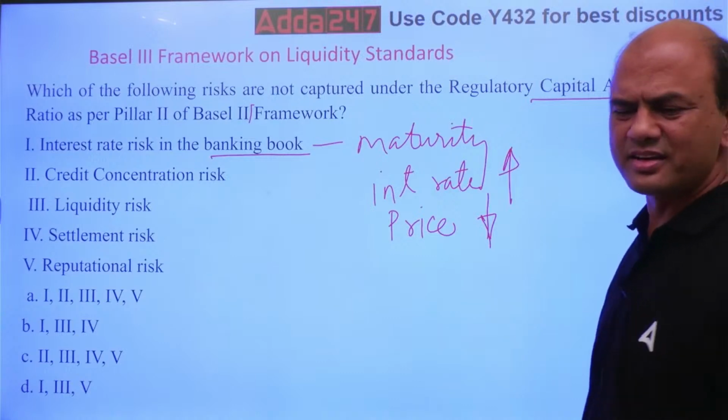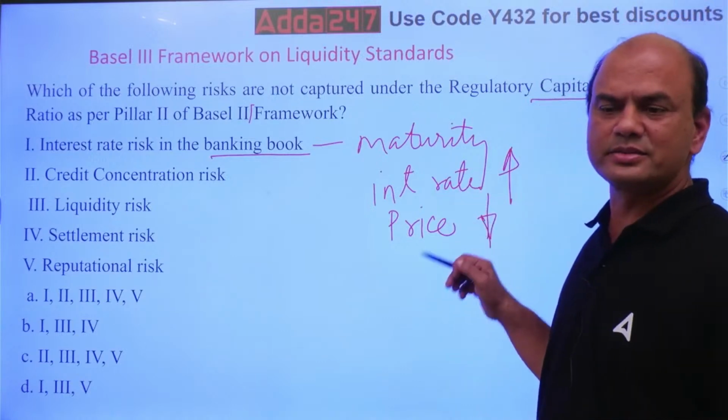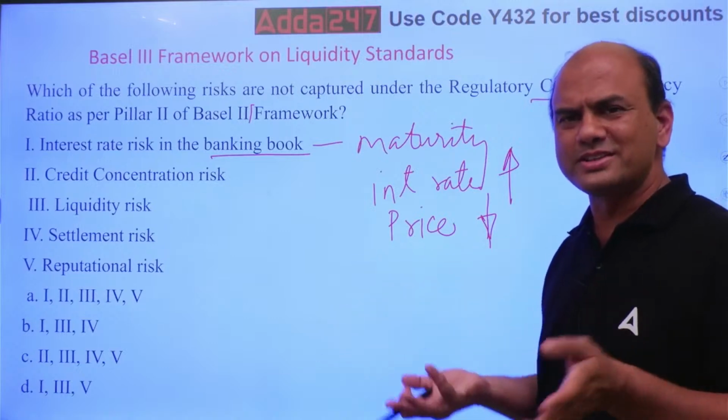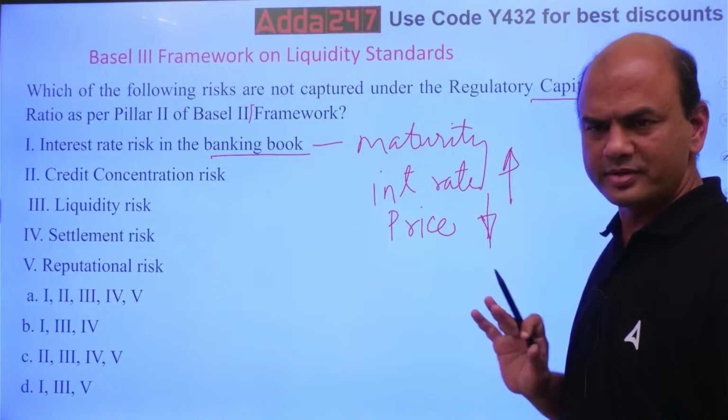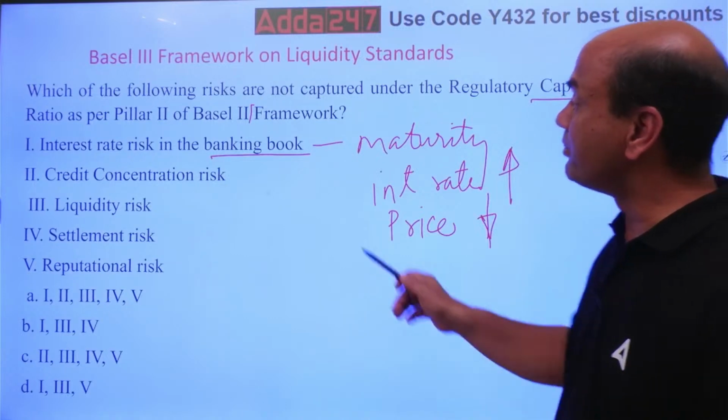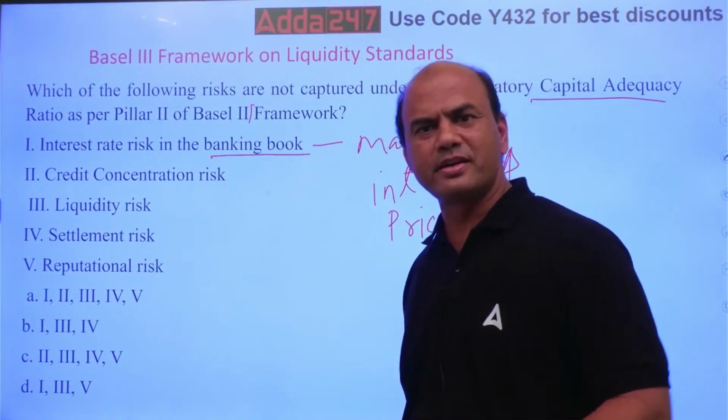So these two are related: interest rate risk and price risk. Both are the same only. Means opposite, not same, opposite. If interest rate goes up, your price will go down. Simple. So in the banking book we don't capture it at all.